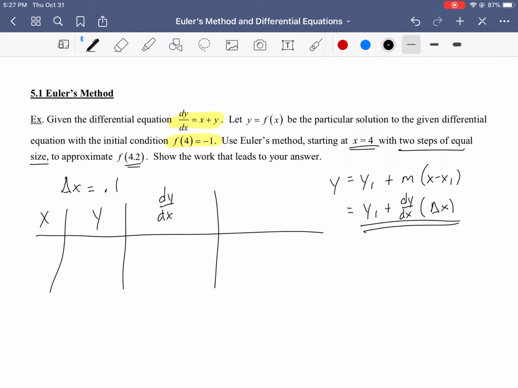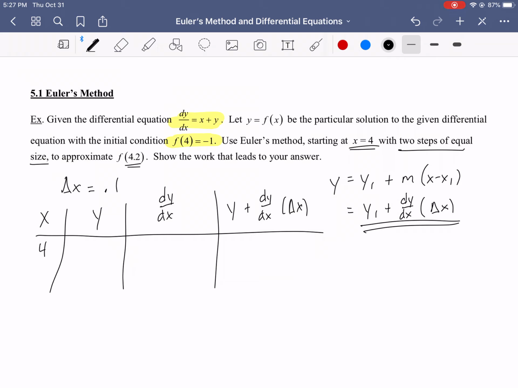and then the new y coordinate is going to equal the current y coordinate plus your dy/dx multiplied by your delta x. And you've got to make sure that this is labeled correctly, because if you do this on the AP exam and it's not labeled correctly, then it's not going to go well. Okay, so we've got to make sure it's labeled correctly. Okay, we always start at our initial condition.